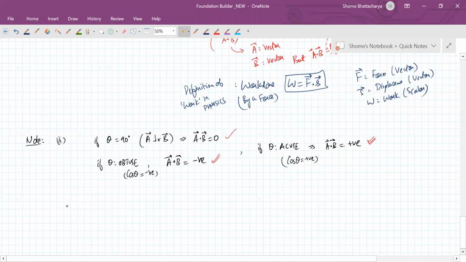So as a simple example, suppose we have magnitude of A equals magnitude of B equals magnitude of A plus B, which is 10. Then find A dot B. Okay. So just note down the second point and try out this example yourself.